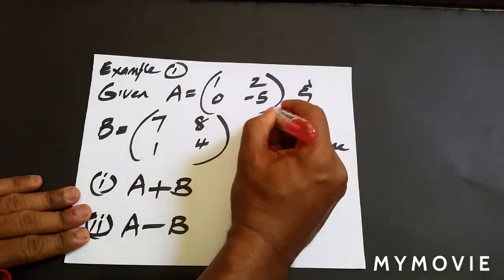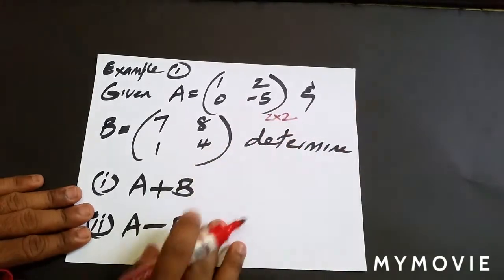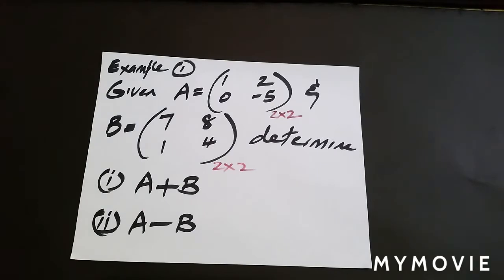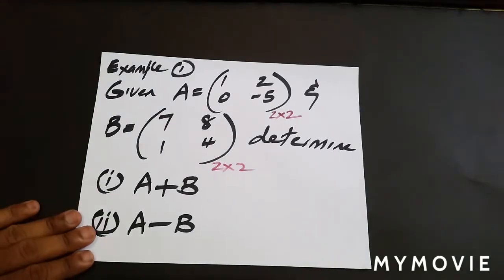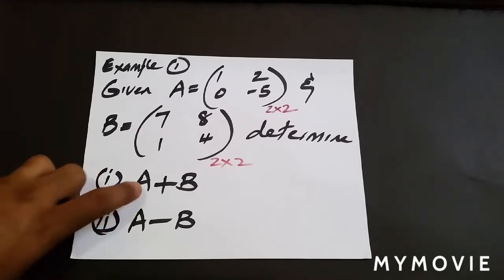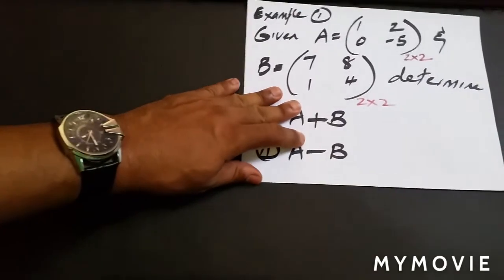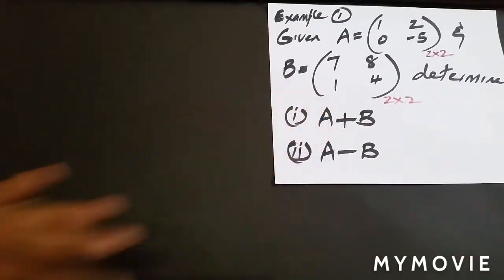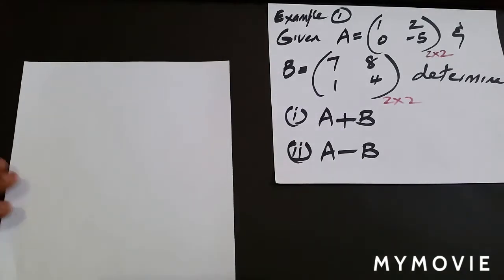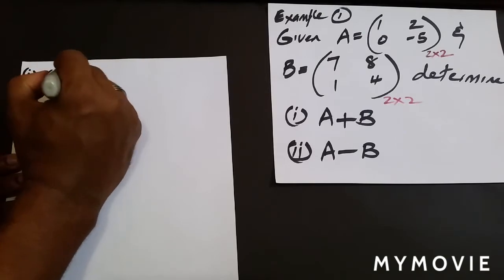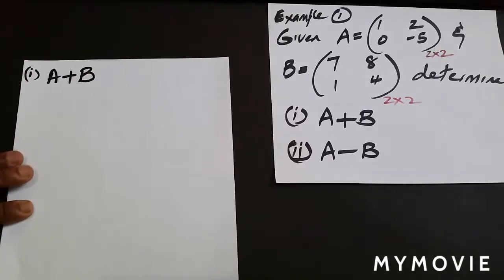Now obviously this is a 2 by 2 matrix, and this also is a 2 by 2 matrix. So that simply means that because they're of the same order, this is possible to occur. So we can add them and we can subtract them. So you're good to go. So let's proceed with that straight away. I just want to have this up here so you can see the original question. All right. So let's get to part 1, which involves adding both matrices together.